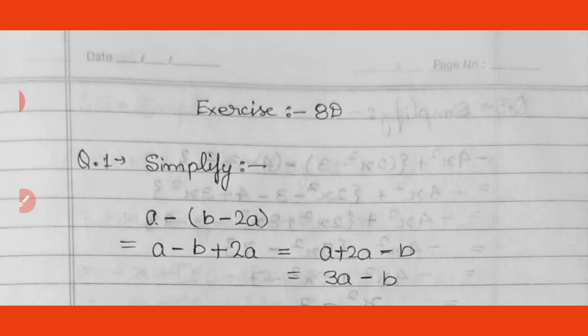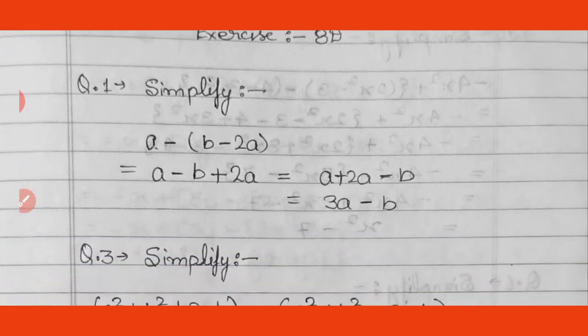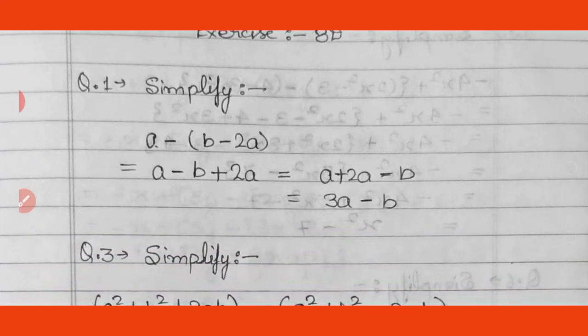As we have studied simplification, in the same way the same rules will apply. Firstly we have to divide, then multiply, then add, then subtract. Now in the first question it has given: simplify a minus, in the bracket, b minus 2a, bracket off.